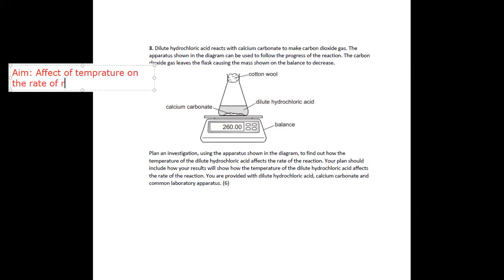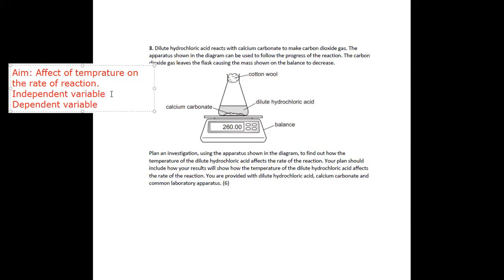So how are we going to plan an experiment? Step number 1. First, always write down the aim or the objective. So our objective is the effect of temperature on the rate of reaction. Step number 2, you need to figure out what is your independent variable and what is your dependent variable. What is an independent variable and what is a dependent variable?